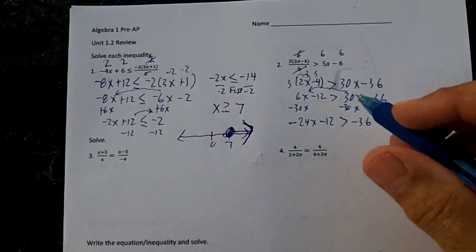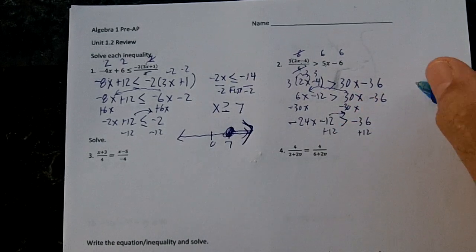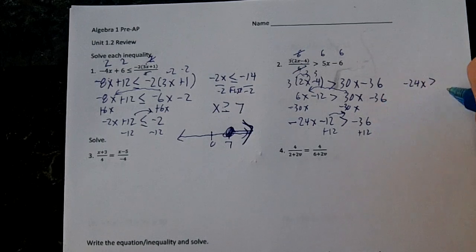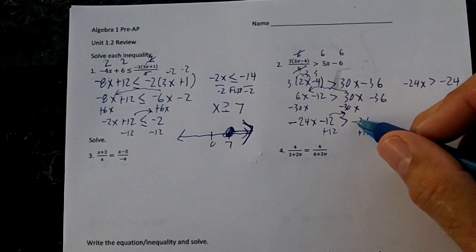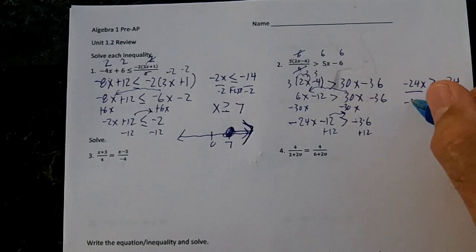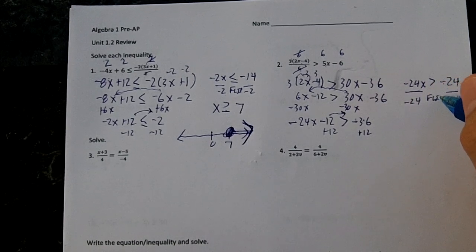Now then, my letters are on the left, so all my numbers need to go to the right. I'm going to add 12, and I'm going to get negative 24x greater than negative 24. Agree? 36 is more than 12, so the sign will be negative. We're going to subtract and get 24. Now we're going to divide both sides by negative 24. That means you've got to flip.